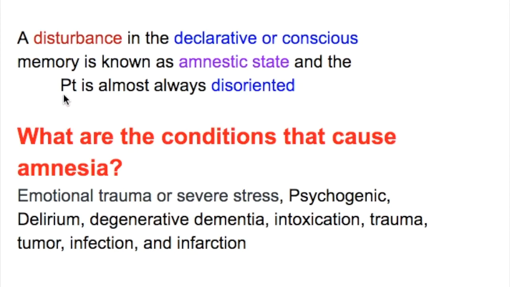What's amnestic state? A disturbance in declarative or conscious memory, not procedural memory, which is a motor skill, is known as amnestic state, and the patient is almost always disoriented in amnestic state. So amnestic state is a disturbance of declarative or conscious memory.